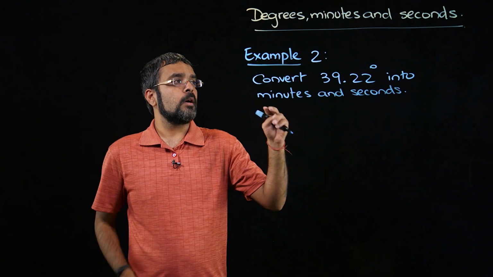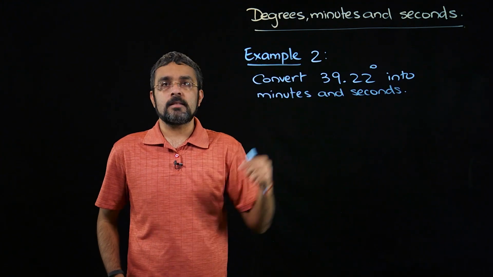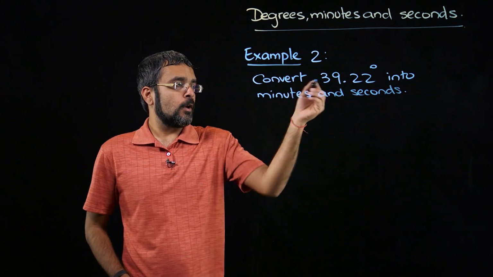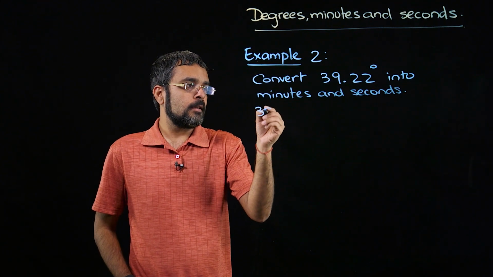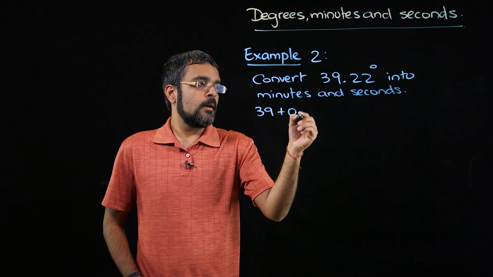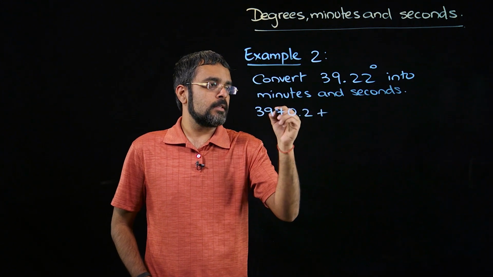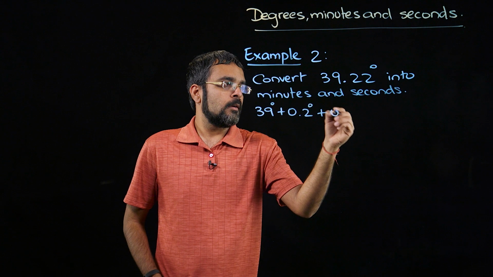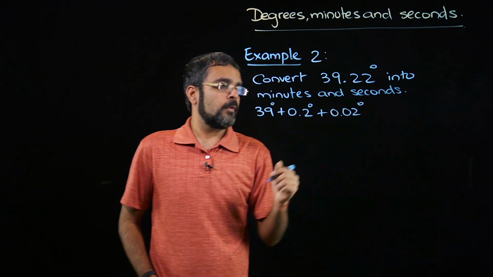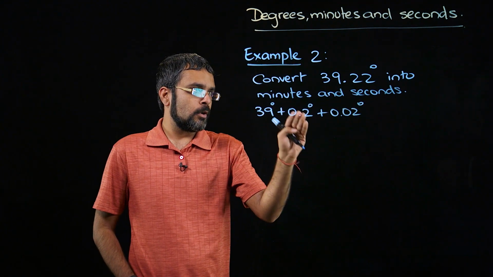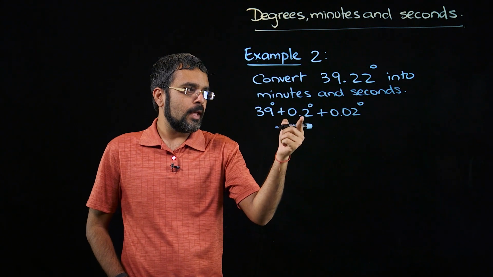In this example, we're going to look at the reverse. We're going to look at how to convert 39.22 degrees into minutes and seconds. First of all, I can write this as 39 plus 0.2 plus 0.02. So 39 degrees stays as it is. I'm going to look at the 0.2, and I'm going to convert that into minutes.